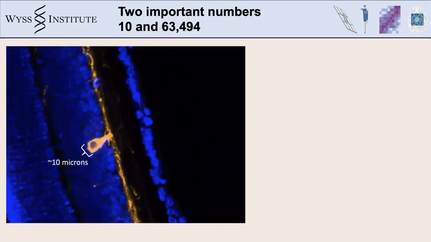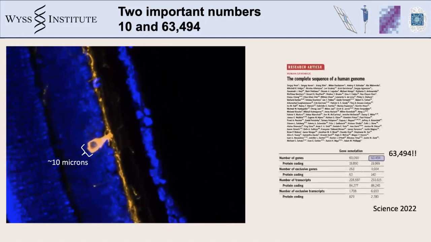The other number that I would like to call your attention to is 63,494. Last time I checked, when the complete sequence of the human genome was published, this is the number of entries in the human genome that are labeled as a gene. With these two numbers, you can get a sense of how difficult it is in spatial transcriptomics to fully profile the gene expression profile of a single cell. Within a cell, you can have a wide number of permutations of different gene expression patterns.